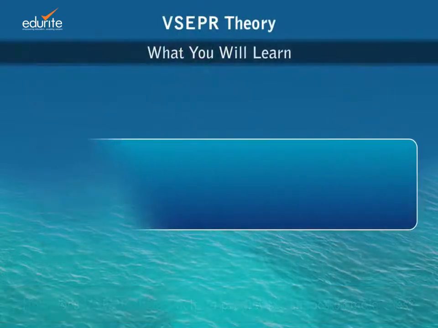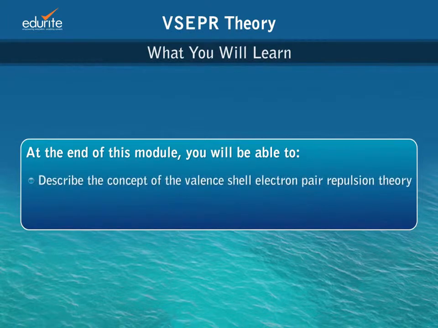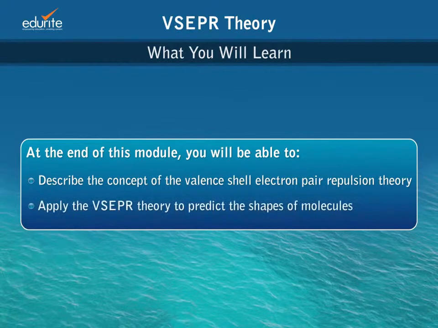What you will learn. At the end of this module, you will be able to describe the concept of the valence shell electron pair repulsion theory. Apply the VSEPR theory to predict the shapes of molecules.